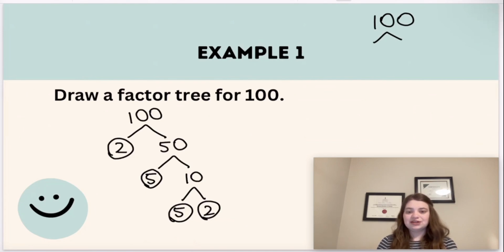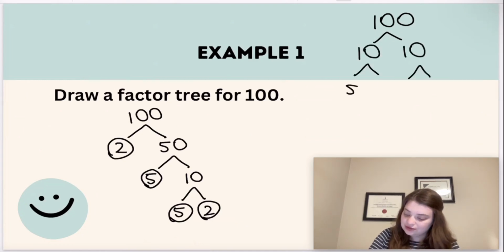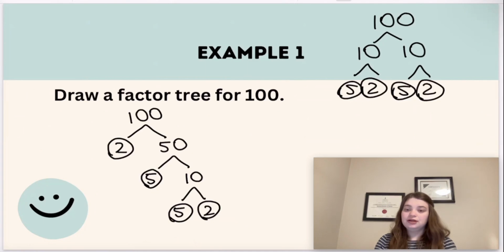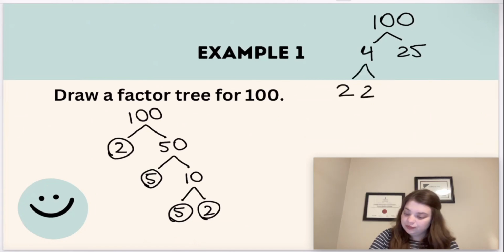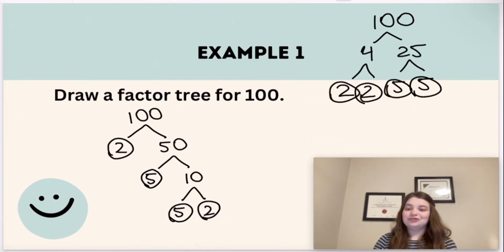Even if your factor tree looks different from someone else's, as long as your prime factors are the same, you're good to go. So let's say instead of doing 2 and 50, I'd done 10 and 10, for example, and then each of those 10s had broken down into 5 and 2. Although it's a different looking factor tree, I still end up with two 2's and two 5's. Or what if I'd done 4 and 25? Well, then the 4 would be 2 times 2, the 25 would be 5 times 5, and once again, even though my factor tree looks a little bit different, I still have two 2's and two 5's.